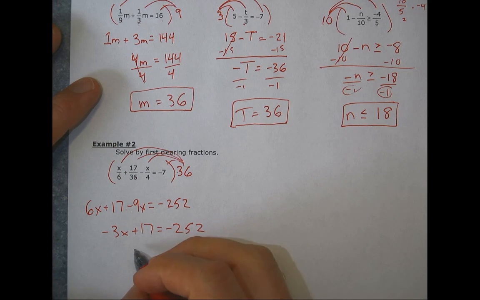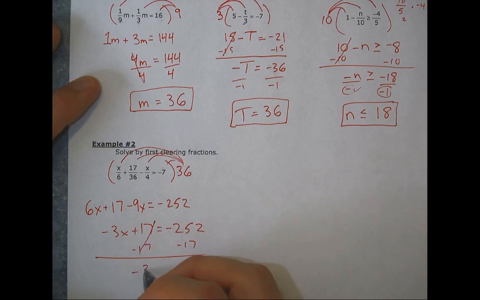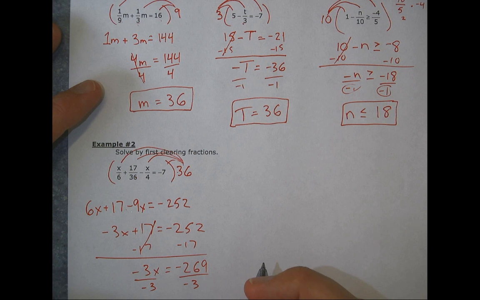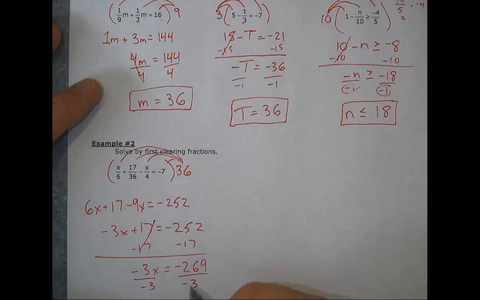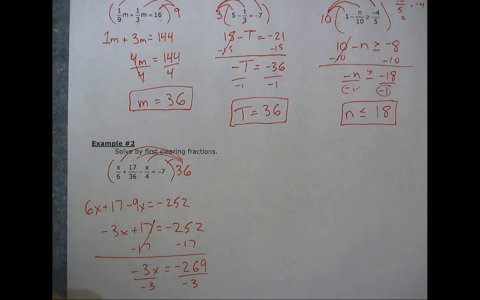So let's finish this out. Minus 17 on both sides. That's negative 269 and divide by negative 3. It's not an inequality. I don't have anything to flip. A negative divided by a negative is a positive. Now, that's not going to give you a very nice number. Let's take a look at what it looks like.